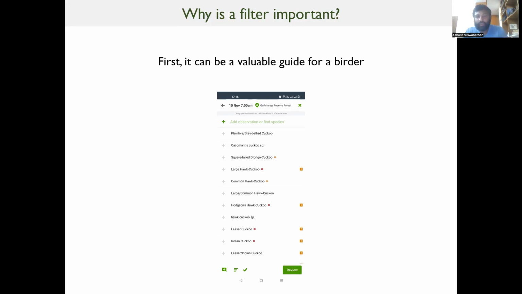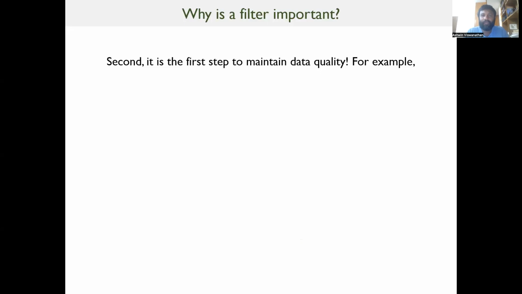It also gives you an idea as you go through the year. It tells you about the seasonality of birds. You see that, okay, in some month it is rare, in some month it is not rare. It is a really useful guide for new bird watchers especially, but also for experienced bird watchers as well. And as Jaydev said, it is the first and perhaps the most important step to maintain data quality.